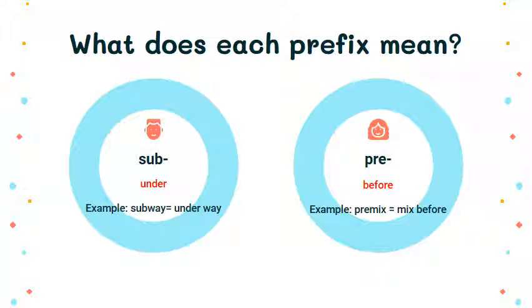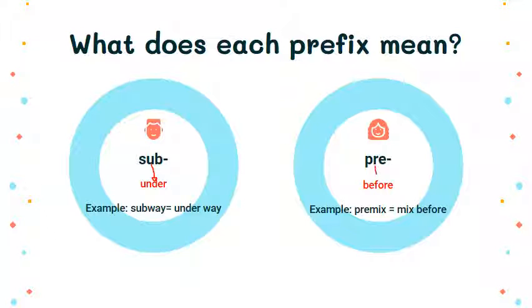Sub means under. When we use sub, we mean under something. For example, subway, we mean underway. If you know the subways, the trains that are underground used in the United States for the people to move, so we call them subway because they are underground. For example, a submarine, the marine that goes under the water in the oceans.